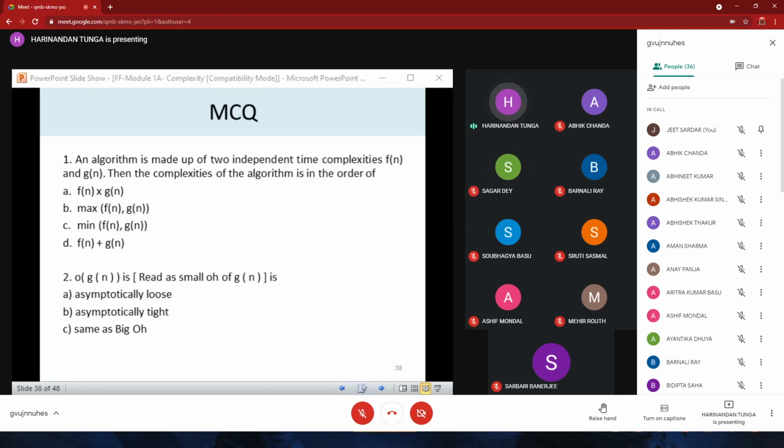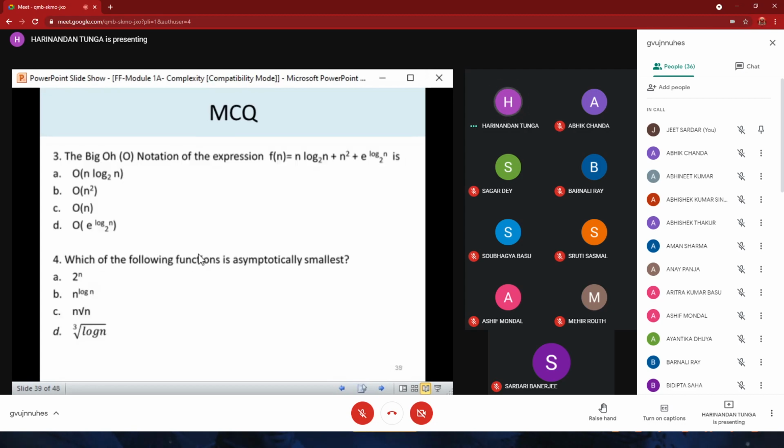Now another question, number 3. The big O notation of the expression f(n) equal to n log n base 2 plus n square plus e to the power log n base 2 is the given equation. This is the f(n) equation expressed in terms of big O notation. Which one is the correct? Option A, option B, option C, and option D. Sir, n square.